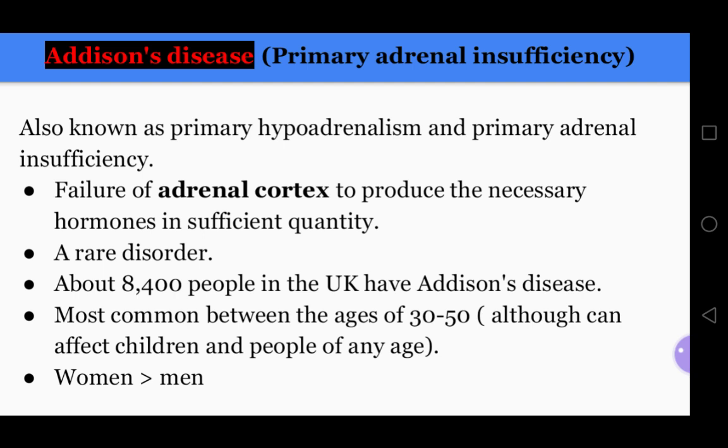Now I am going to discuss Addison's disease, which is primary adrenal insufficiency, also known as primary hypoadrenalism. This is failure of the adrenal cortex to produce the necessary hormones in sufficient quantity. It is a rare disorder. About 8,400 people in the UK have Addison's disease, most commonly between the ages of 30 to 50, although it can also affect children and people of any age. Women are affected more than men.